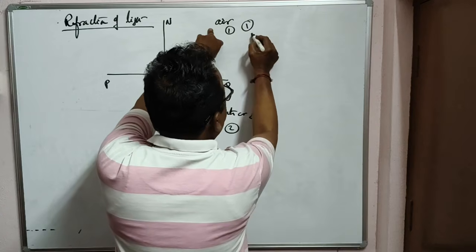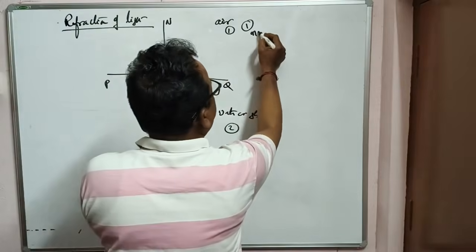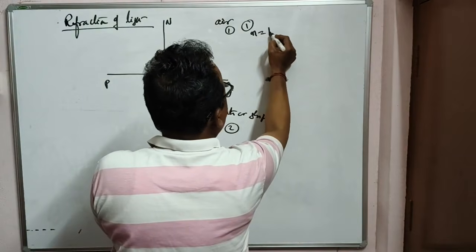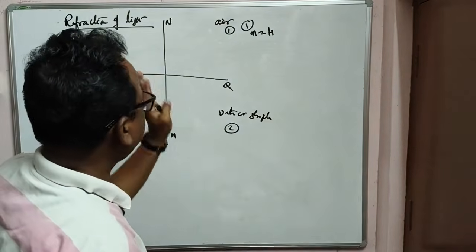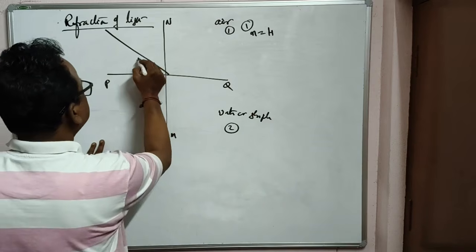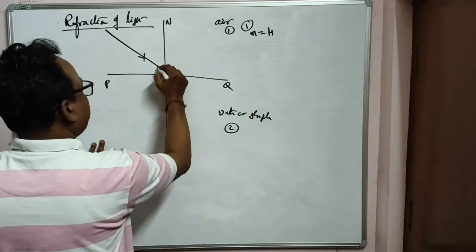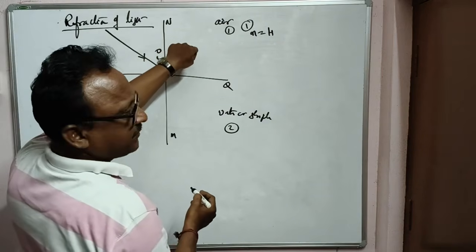In some books they use n, in some books they use mu. Both are correct. Either n or you can use mu as the refractive index. Now suppose the light is coming like this. Light ray, incident with the normal at angle i. Now this is what? Rarer medium, air.